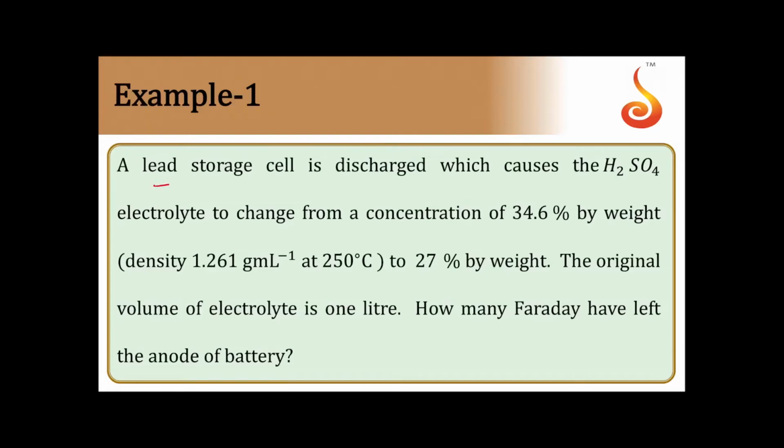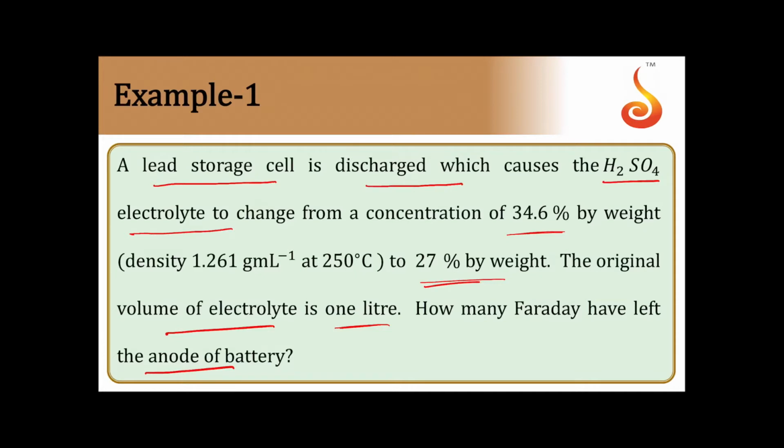Example 1. A lead storage cell is discharged, which causes the sulfuric acid electrolyte to change from a concentration of 34.6 percentage by weight to 27 percentage by weight. The original volume of electrolyte is 1 liter. How many Faradays have left the anode of the battery?